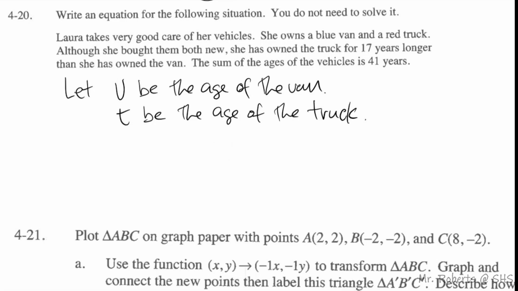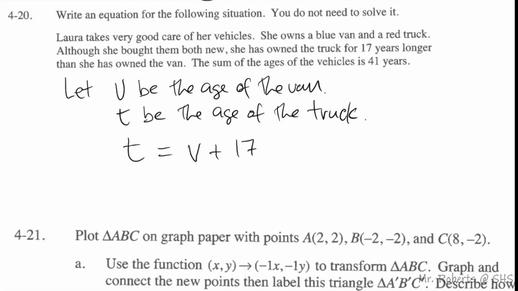As soon as I read it and think about it, this is what I should be writing. The age of the van is whatever the age of, nope, I'm writing it wrong twice. The truck is the older one. The age of the truck is whatever the age of the van is plus 17. So if she's owned the van for 1 year, she would have owned the truck for 18 years. If she owned the van for 3 years, she would have owned the truck for 20 years, right?